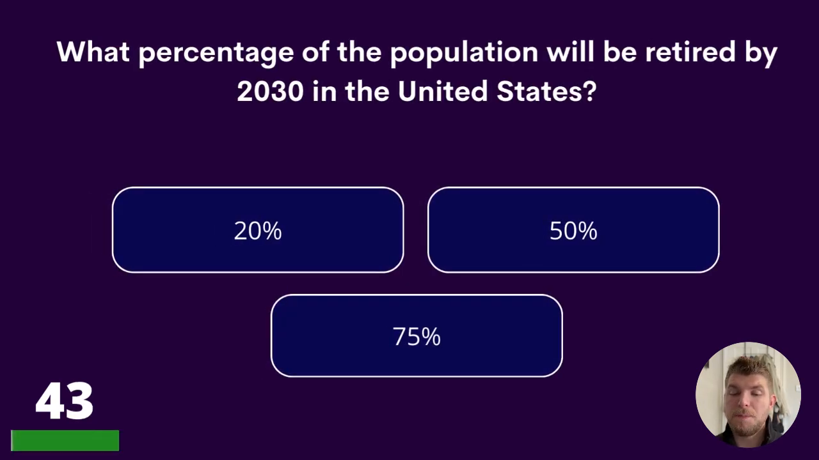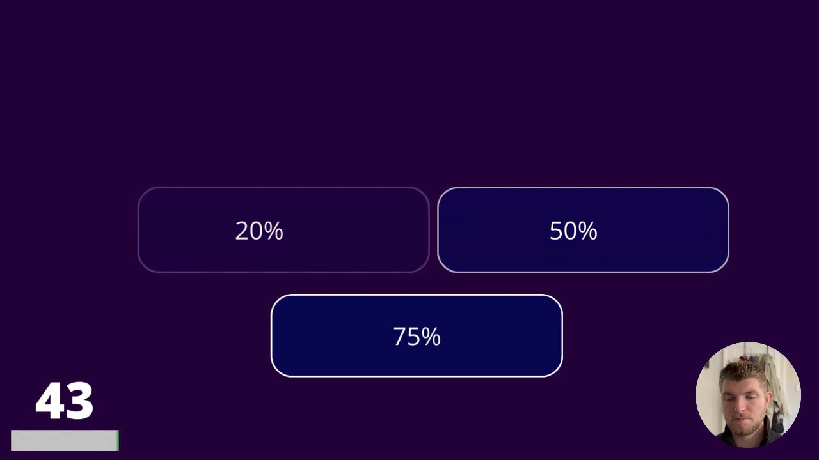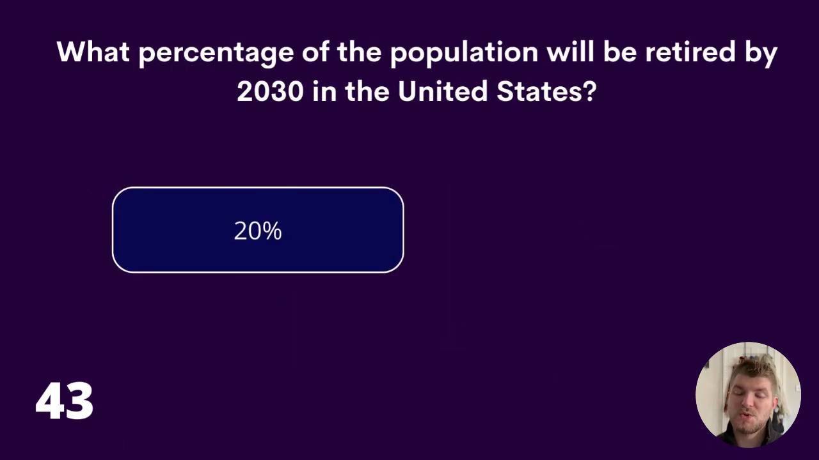43. What percentage of the population will be retired by 2030 in the United States? 20%, 50%, or 75%? The answer is 20%.